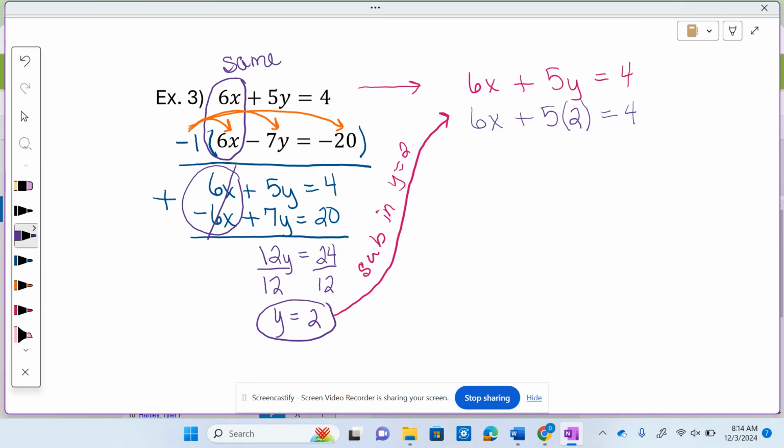Okay. Aiden, what do you want to do next? Multiply the 5. What is 5 times 2? So 6x plus 10 equals 4.